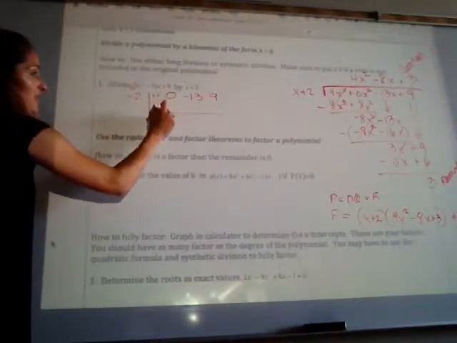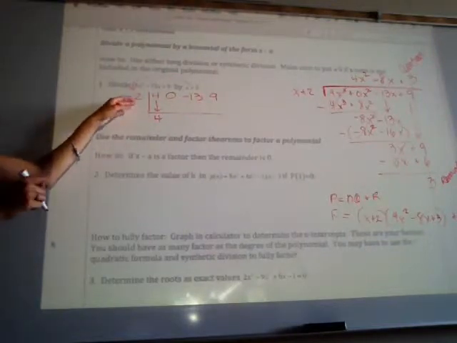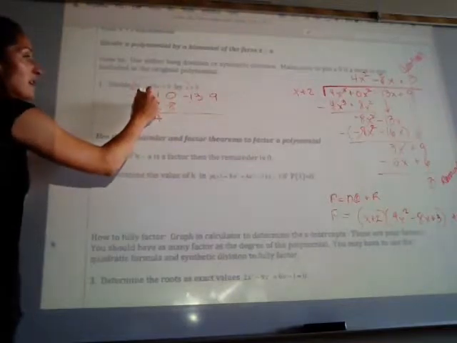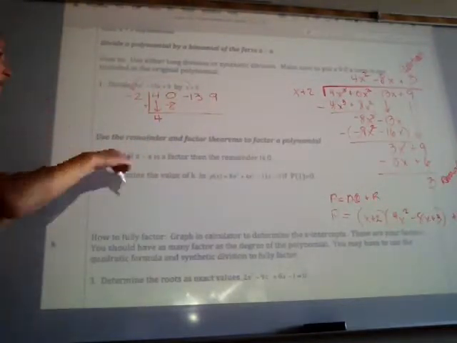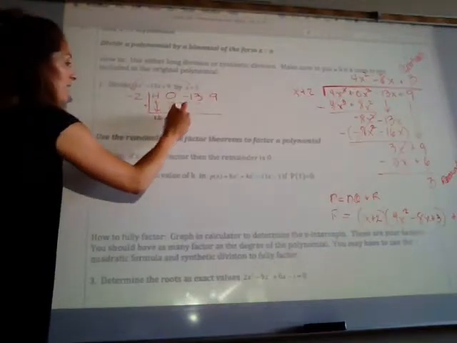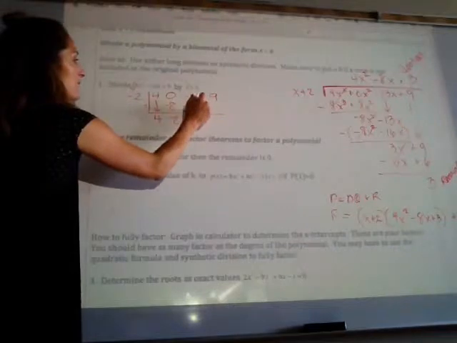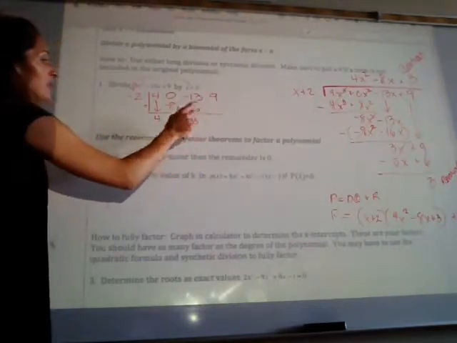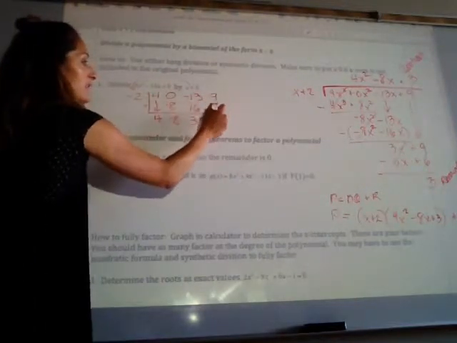First we're going to bring down the 4, then we multiply by the divisor. So 4 times negative 2 is negative 8. One thing to remember is you add the rows. Okay, so 0 plus negative 8 is negative 8. Negative 8 times negative 2 is 16. Negative 13 plus 16, positive 3. 3 times negative 2 is negative 6. And 9 minus 6 is 3.